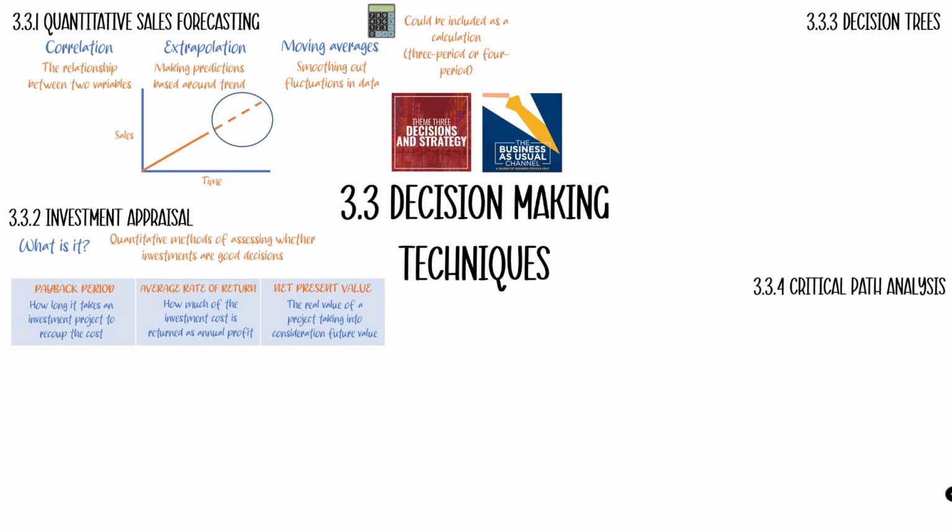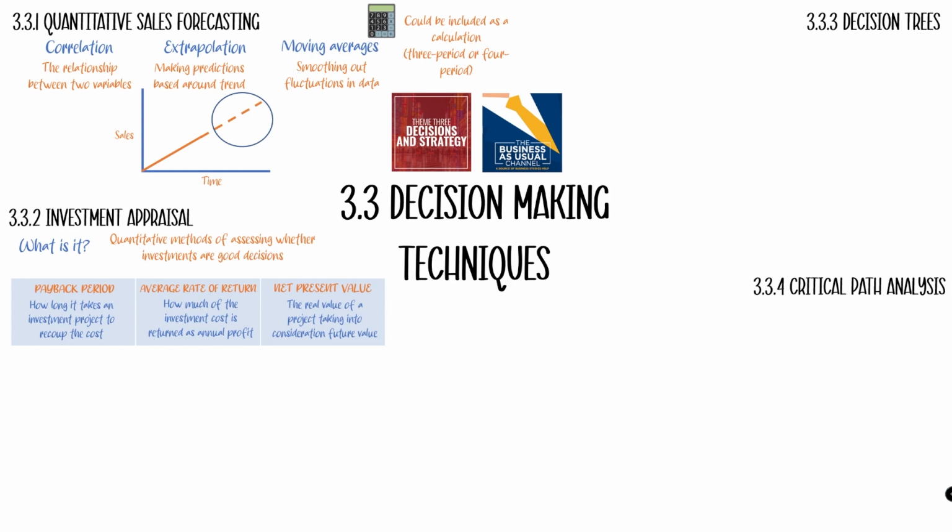Payback period is how long it takes for the investment project to recoup the initial cost of the investment in the first place. Payback period is probably the easiest one to get your head around concept-wise. Average rate of return is how much of the investment cost, so how much of the money that we've spent on this project, we get back as profit every year. Hopefully when you see the examples, that one will make a little more sense. But effectively, it's a measure of profitability from a project.